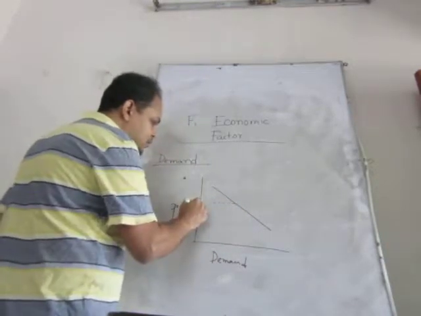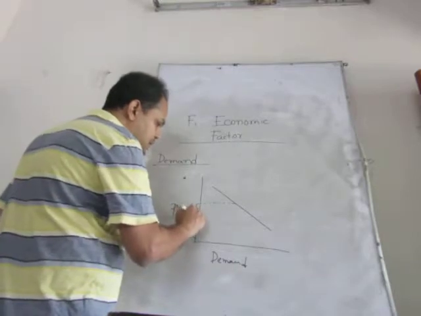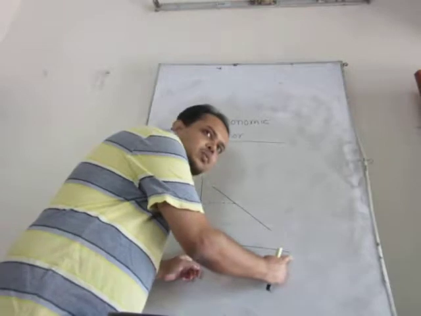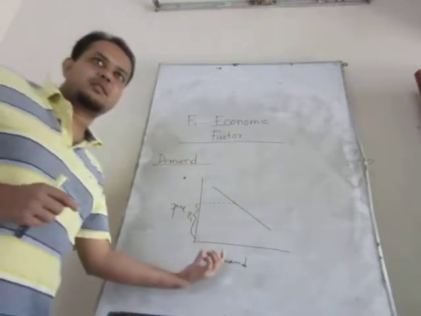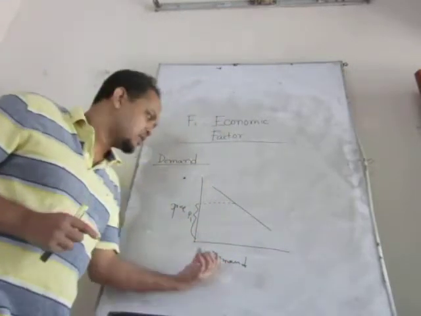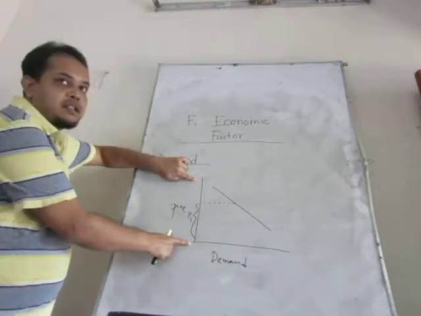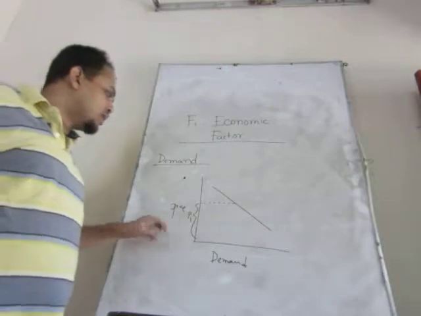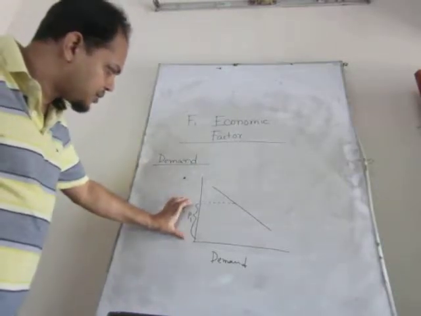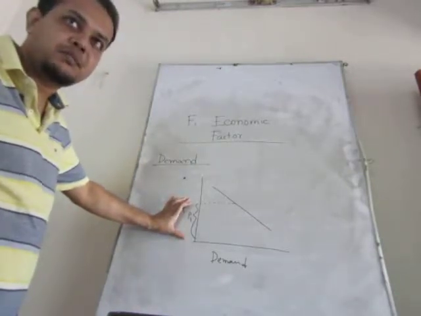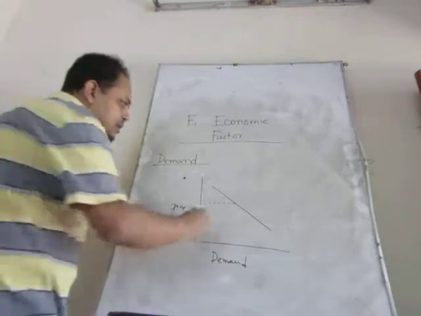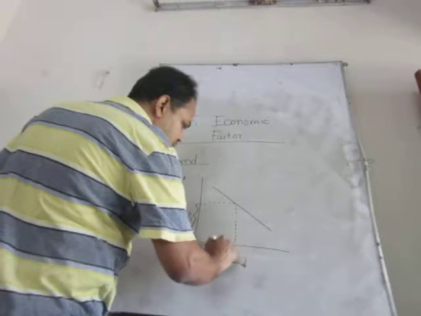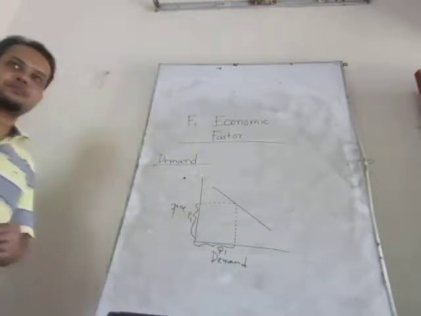Suppose, for example, when you set up this level of price P1, on the horizontal axis we put the demand of a specific good or product, and on the vertical axis we plot the price set for that specific commodity. When you set the price at P1, you may find your quantity demanded is this much.